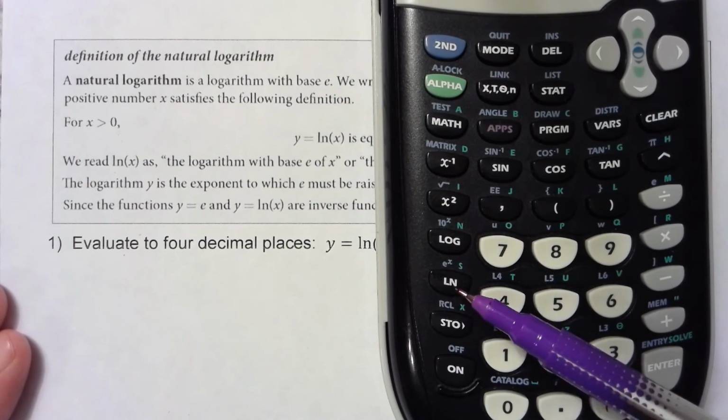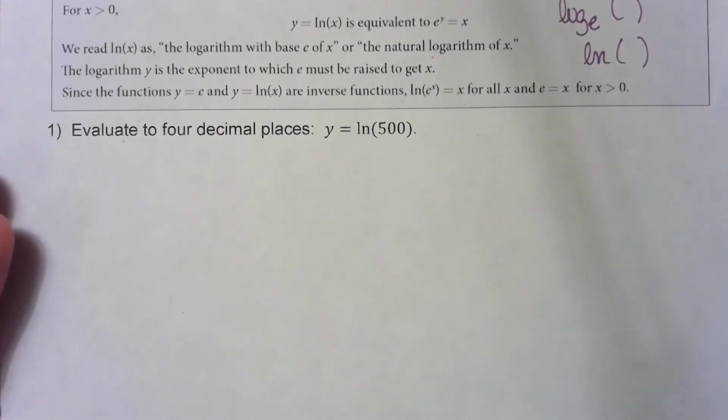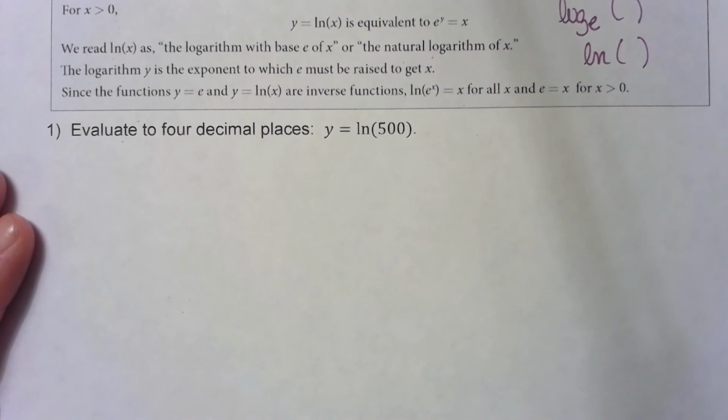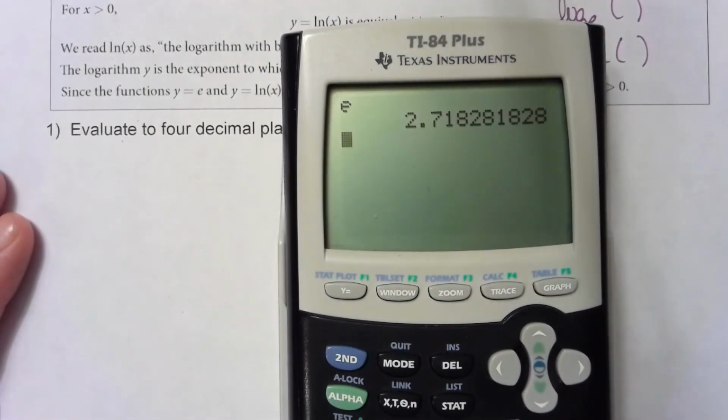Let's look at this last example. Evaluate to 4 decimal places the natural log of 500. So we type in natural log of 500 and we need four decimal places, 6.2146.